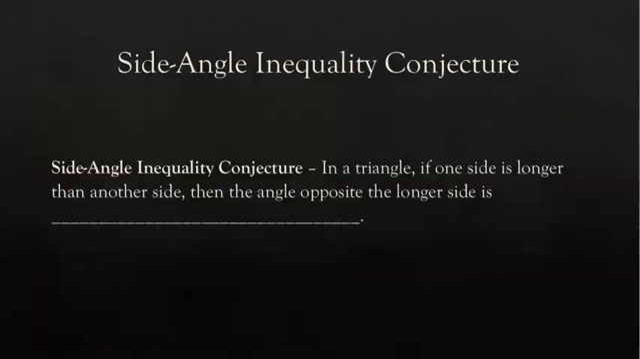So the side angle inequality conjecture: in a triangle, if one side is longer than another side, then the angle opposite the longer side is larger than the angle opposite the other side. So the side opposite the largest angle is the longest side. The side opposite the smallest angle is the smallest side.